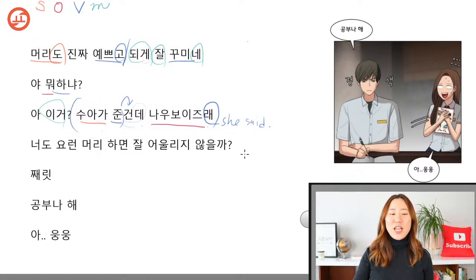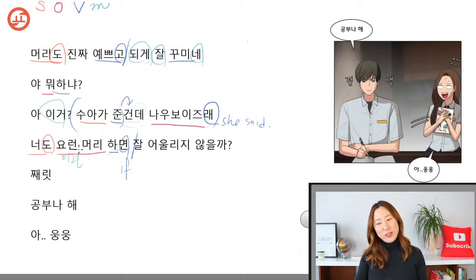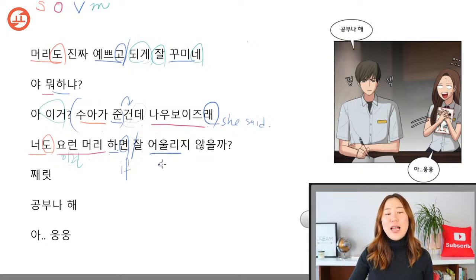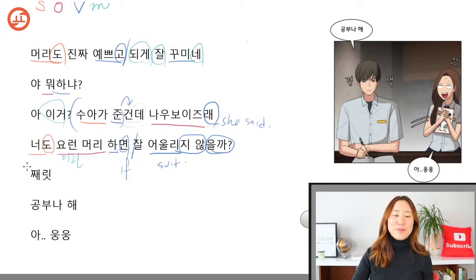너도 요런 머리 하면 잘 어울리지 않을까? You also. 요런 is actually 이런, right? Well, I think we already talked about this kind of hair. 하면, do, right? If you do this kind of hair also, 잘 어울리지 않을까? 어울리다 is suit, match. 지 않을까? Wouldn't be. Rhetorical question. Wouldn't it be suitable to you? I think it suits you well, right? If you do this kind of hair, I think it suits you well. And then shock wave. 공부나 해. Just do, just do study. Right?